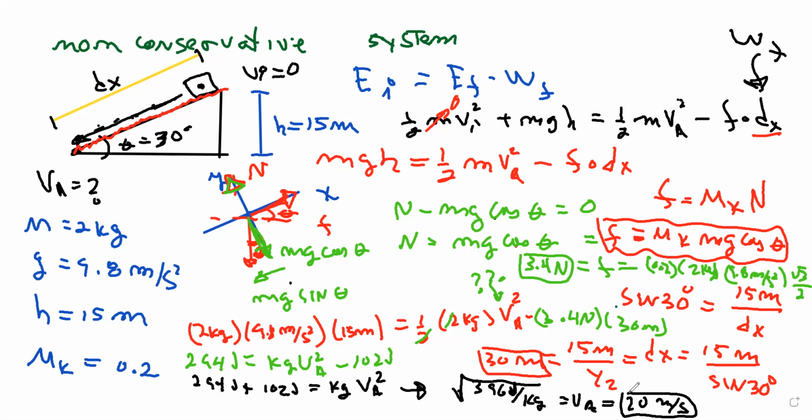For a non-conservative system, that is a system where you're losing energy because energy is turning into heat because of the friction. Thank you very much.